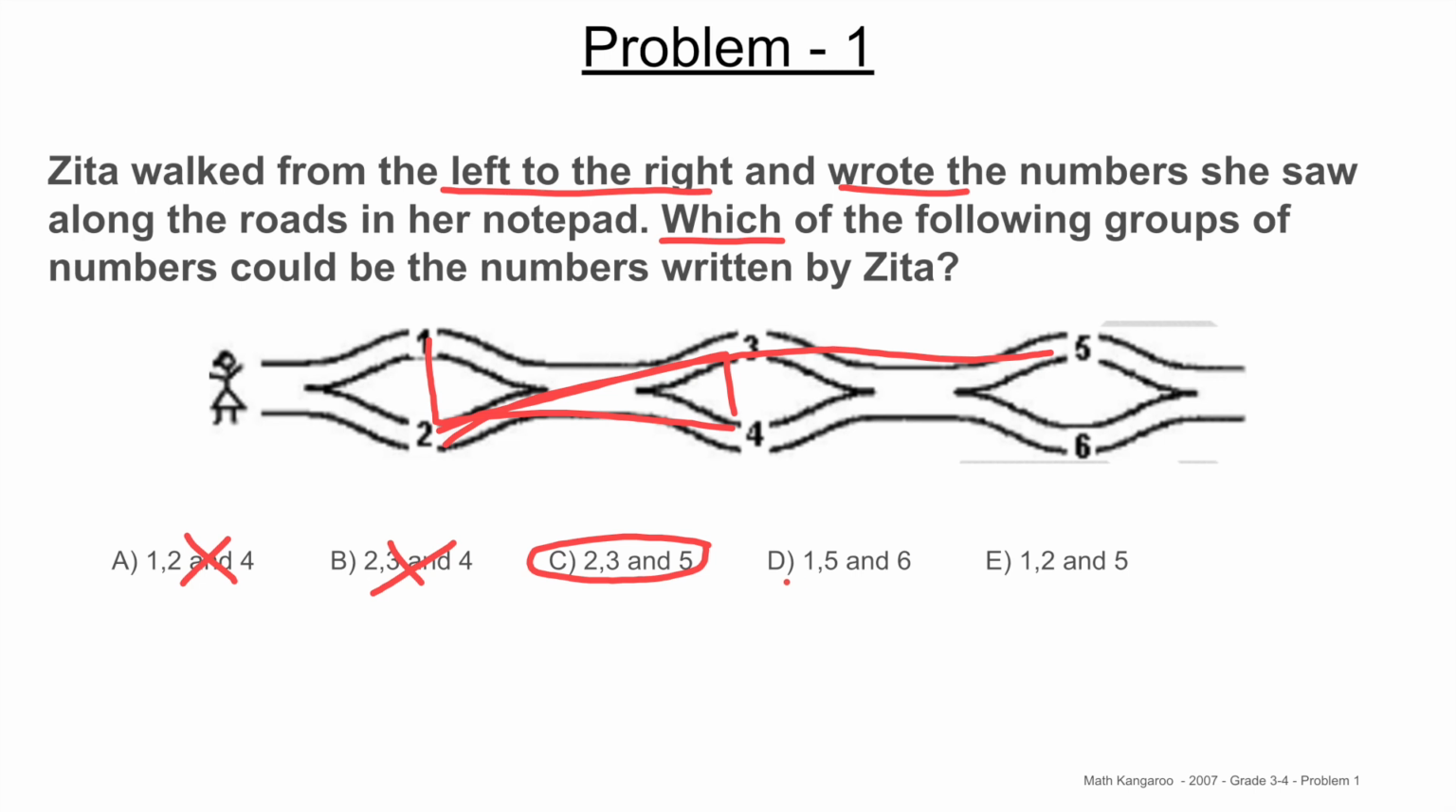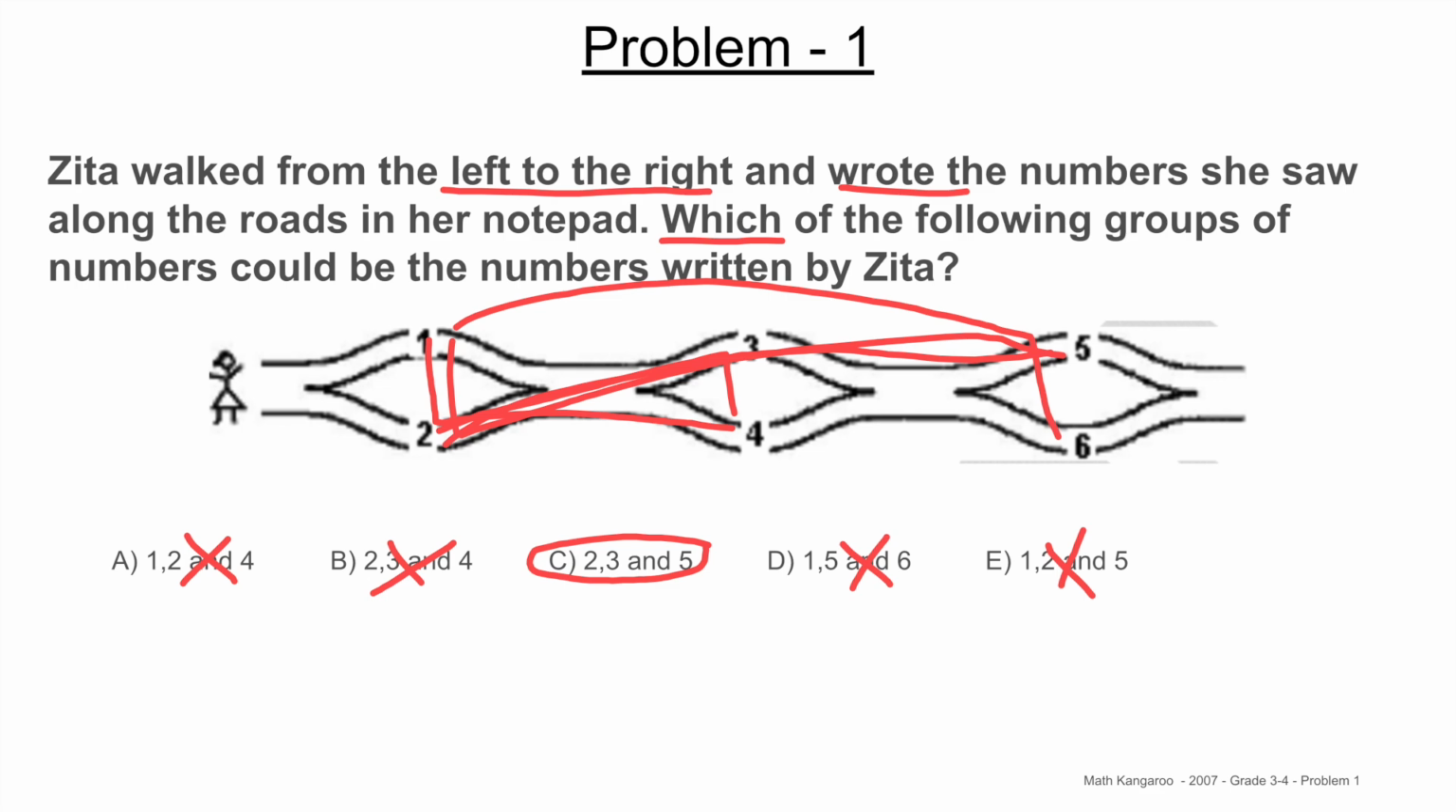Option D, 1, 5 and 6. Wait, Zita can't jump from 1 to 5 and then to 6. Not possible. We eliminate it. Option E, 1, 2 and 5. Jumping from 1 to 2 and then to 5. It's not possible. We eliminate it. So our final answer is option C, 2, 3 and 5. Awesome. We solved the first problem using the method of elimination.